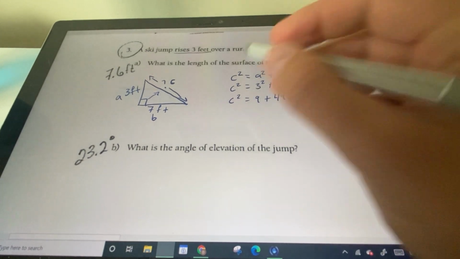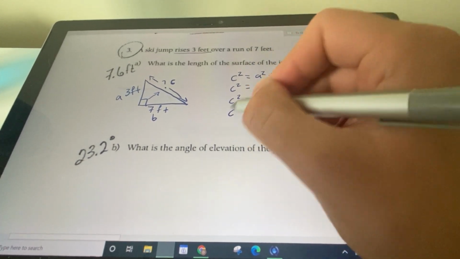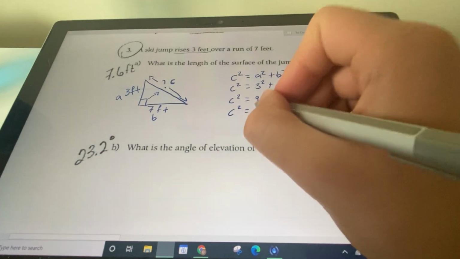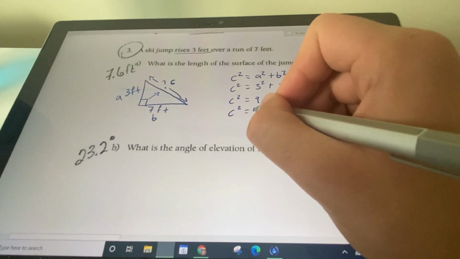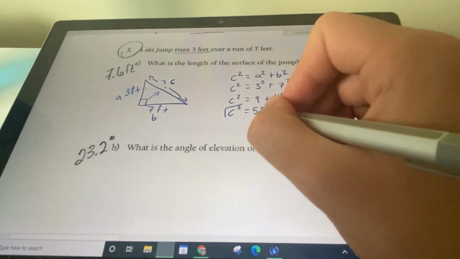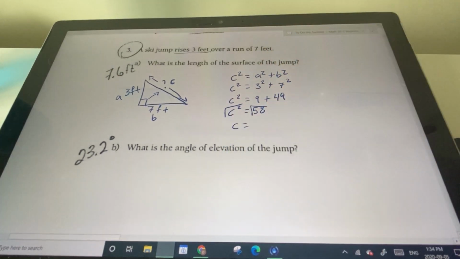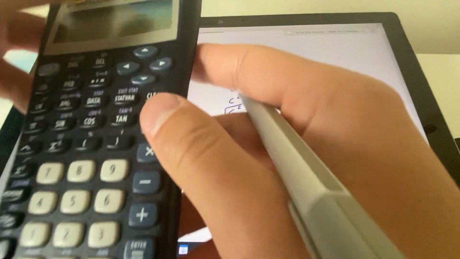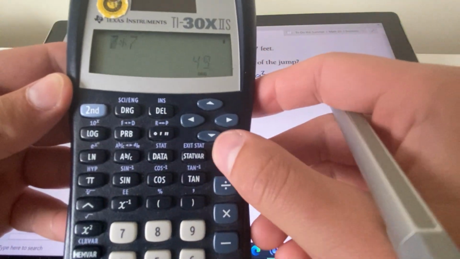Here, I can add my 2 numbers. Remember, this isn't c yet, this is c squared. Okay, that will give me 58. And I'm going to get rid of this square, I'm going to square root both sides. So the square root, and now how do I do a square root? That's a really good question.